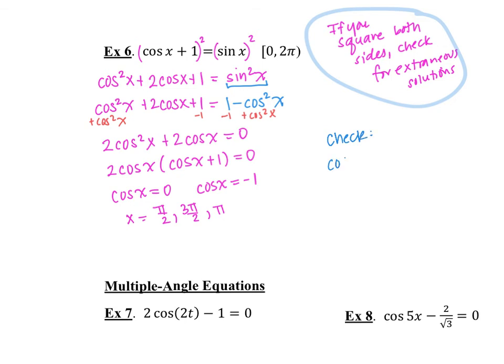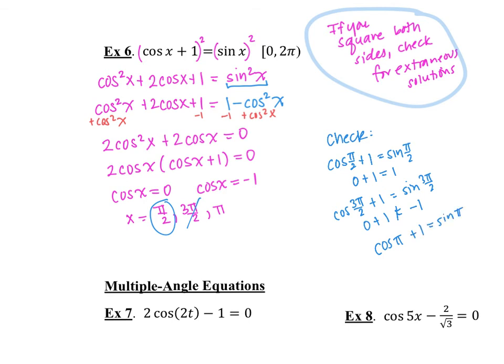Okay, so if I do the cosine of pi over 2 plus 1 equals the sine of pi over 2, the cosine of pi over 2 is 0 plus 1. Sine of pi over 2 is 1. Okay, so that answer is good. Let's keep this. Okay, let's try 3 pi over 2. The cosine of 3 pi over 2 plus 1 equals the sine of 3 pi over 2. The cosine of 3 pi over 2 is 0 plus 1. The sine of 3 pi over 2 is -1. That does not work. So this answer is extraneous. Let's check our last answer.